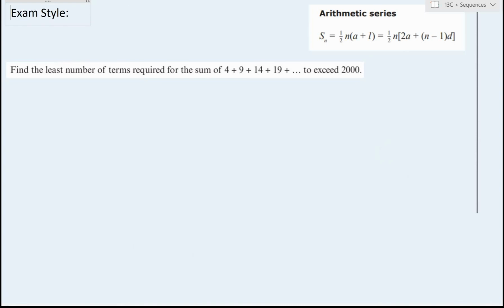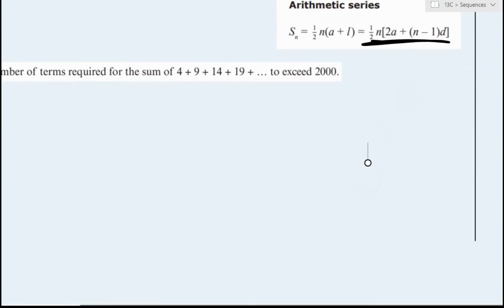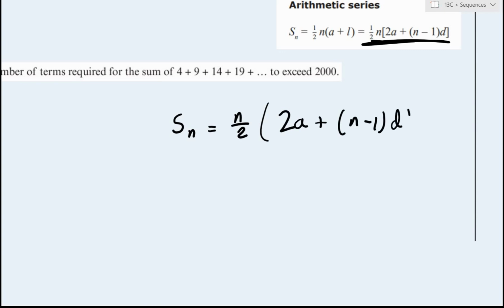Okay, I want to go slightly harder now. So, find the least number of terms required for this sum to exceed 2,000. We're going to use this formula, always this formula for what it's worth. And first of all, we're going to set it equal to 2,000 and see what that gives us. So, let's copy it down. Again, I write n over 2 rather than half n, but that's just my personal preference. And let's write down what we know. So here, we know that a equals 4 and d equals 5, so it's going up in 5s.